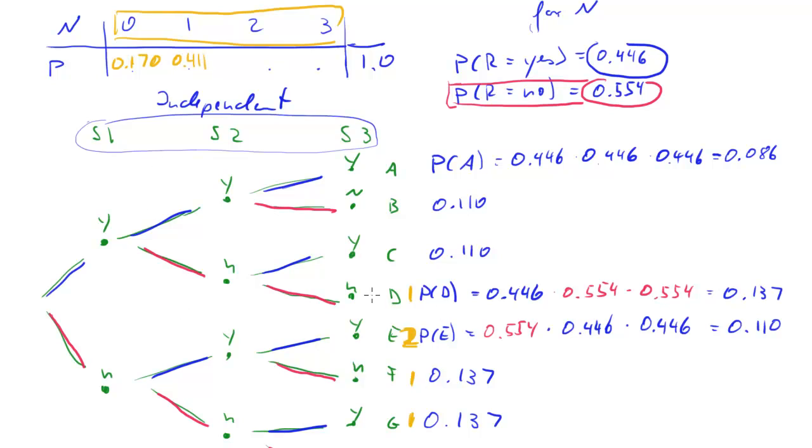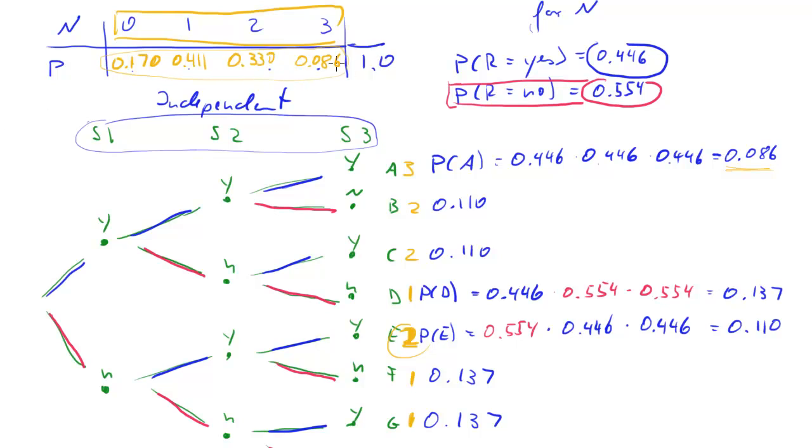0.411. So then we can do the same with the possible outcomes, which yield 2 yeses. We already had 1 here. And these two outcomes also yield 2 yeses. Again, we can add up all these probabilities. That's 3 times 0.110. That's easy. 0.330. And the last outcome is this guy here. Here we had 3 yeses, and we have 0.086.